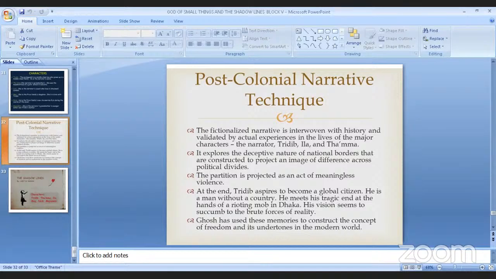So, The Shadow Lines by Amitav Ghosh is a novel that tells the story of two families in India and Bangladesh and how their lives are intertwined. The novel spans several decades and covers a lot of ground, both geographically and emotionally. The Shadow Lines is a powerful and moving book which explores the themes of love, loss, identity, and memory.